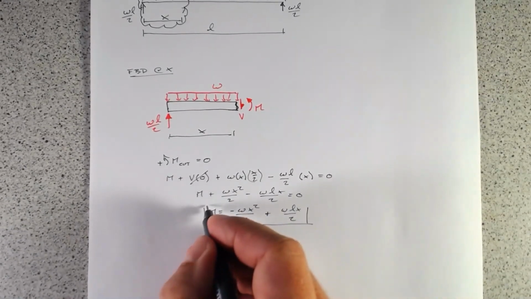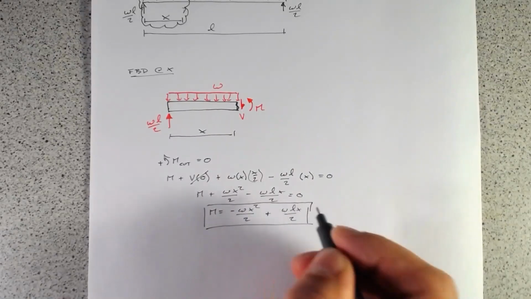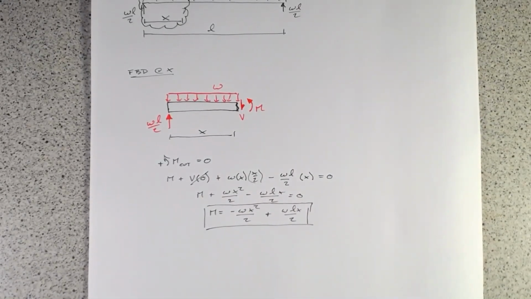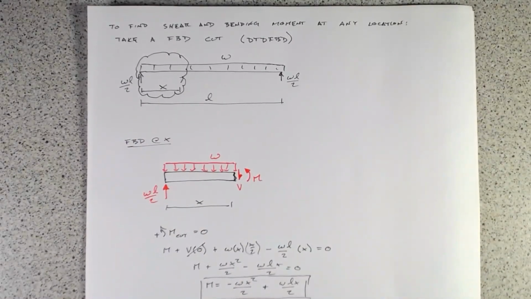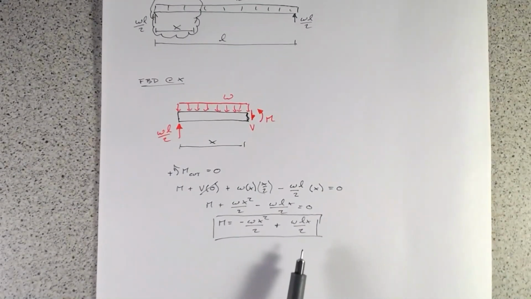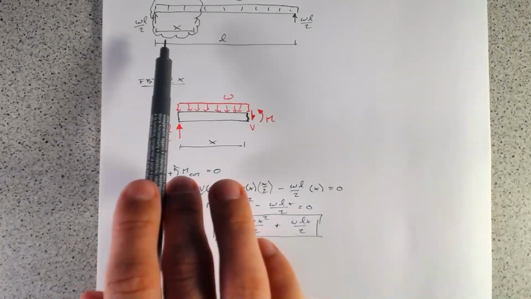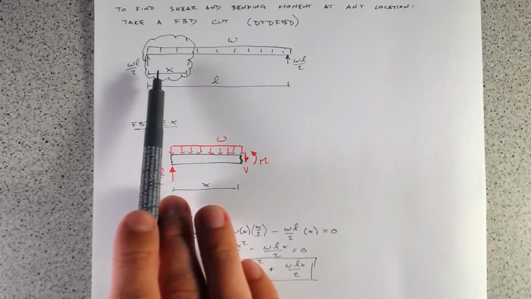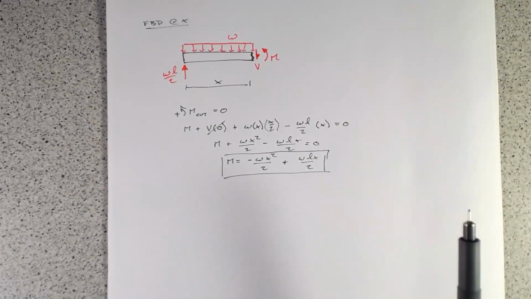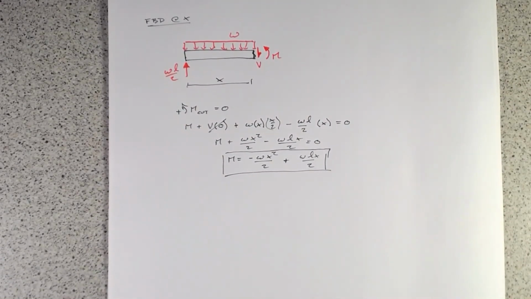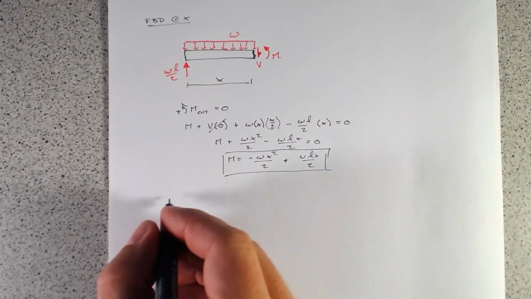Excellent. So now we have an equation for our bending moment diagram. And we have this equation because we have this nice continuous load. This equation we can use to plot our bending moment diagram for any location where x is between 0 and L. Excellent. So let's do a similar thing for the shear force.